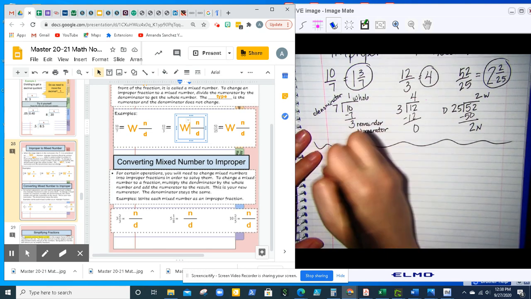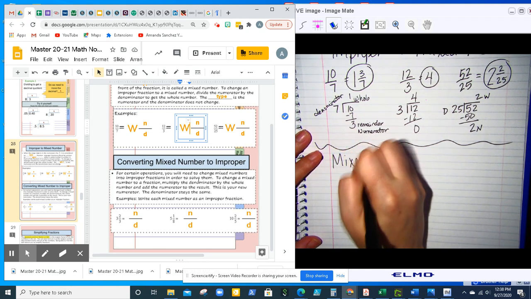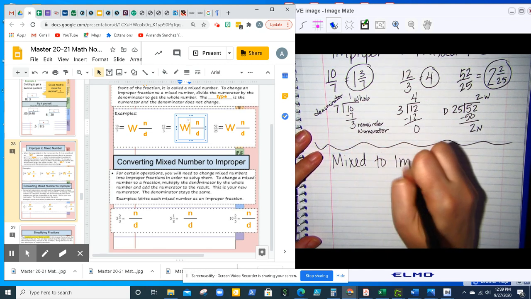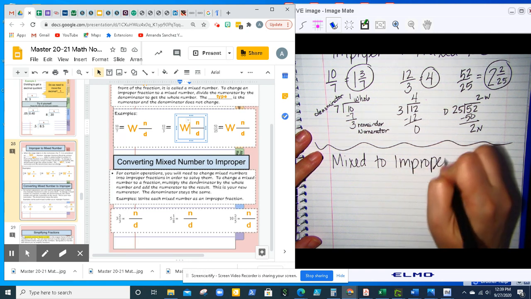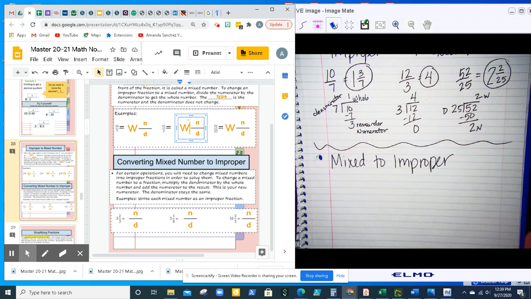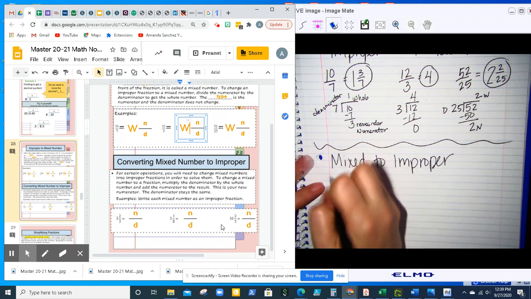So mixed to improper. The reason we're going to have to do this is because when you multiply fractions, you have to have them in regular fraction form. You can't have a mixed number and then multiply. Like if I wanted to multiply these two numbers here, 3 and 2/3 times 5 and 1/8, I wouldn't be able to do that. They'd have to be in improper fraction form. So that's why we're going over this concept.